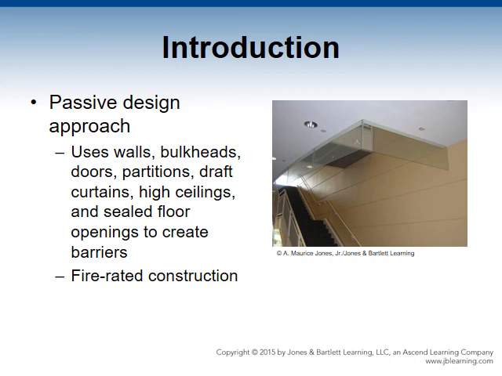There are 2 general design approaches for these systems. A passive design approach utilizes walls, bulkheads, doors, partitions, draft curtains, high ceilings, and sealed floor openings to create a barrier. This approach incorporates fire-retardant construction to contain and minimize smoke leakage. Smoke and heat vents direct smoke and hot gases up and out of the building. The draft curtains sectionalize a building to contain the smoke and speed up vent activation.